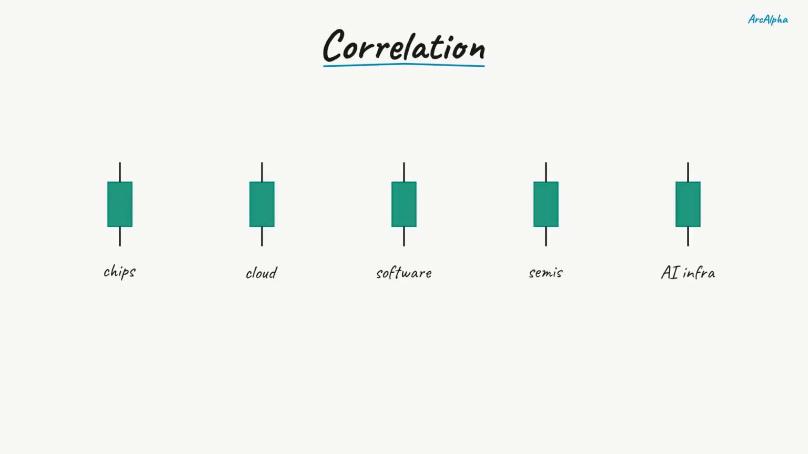But heat alone doesn't tell you the whole story, because not all open positions are actually independent. Here's the next idea: correlation. Imagine your 5 open positions are all technology stocks. A chip maker, a cloud company, a software platform, a semiconductor equipment name, an AI infrastructure name. On the surface, 5 different companies, 5 different tickers looks diversified.